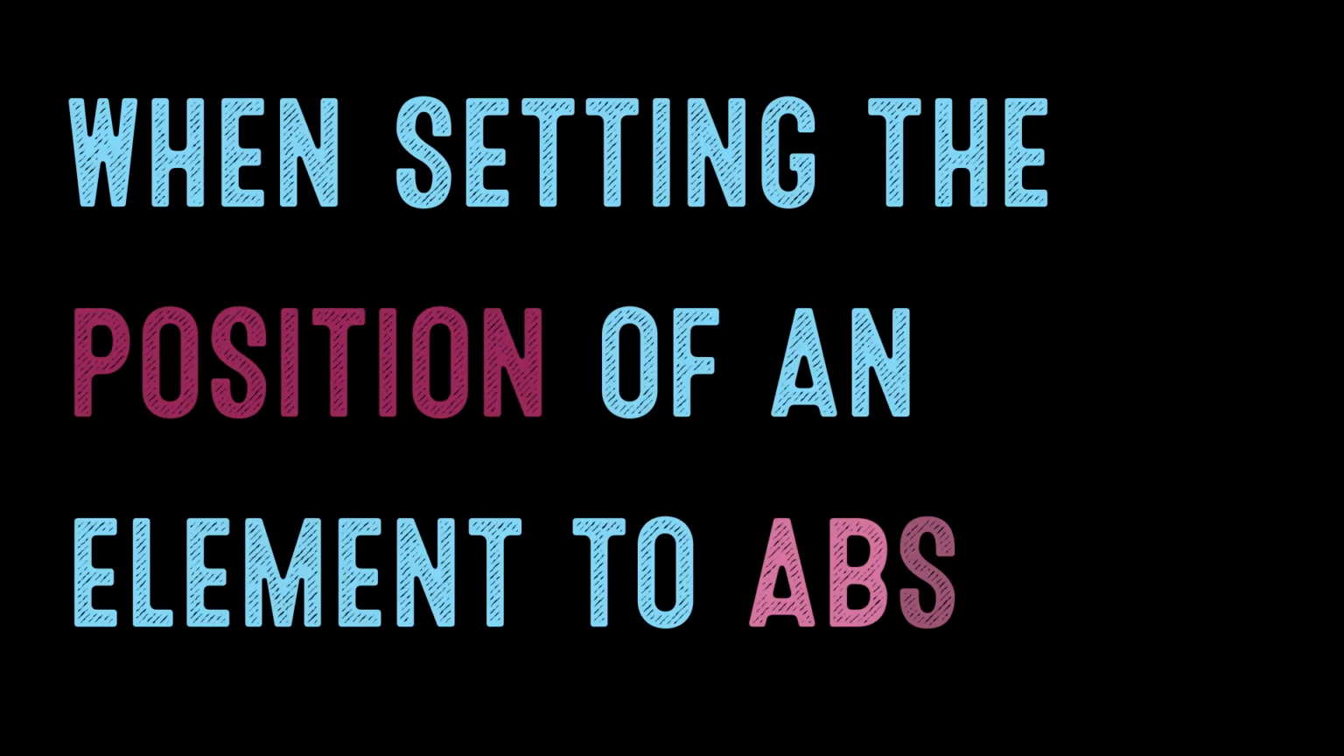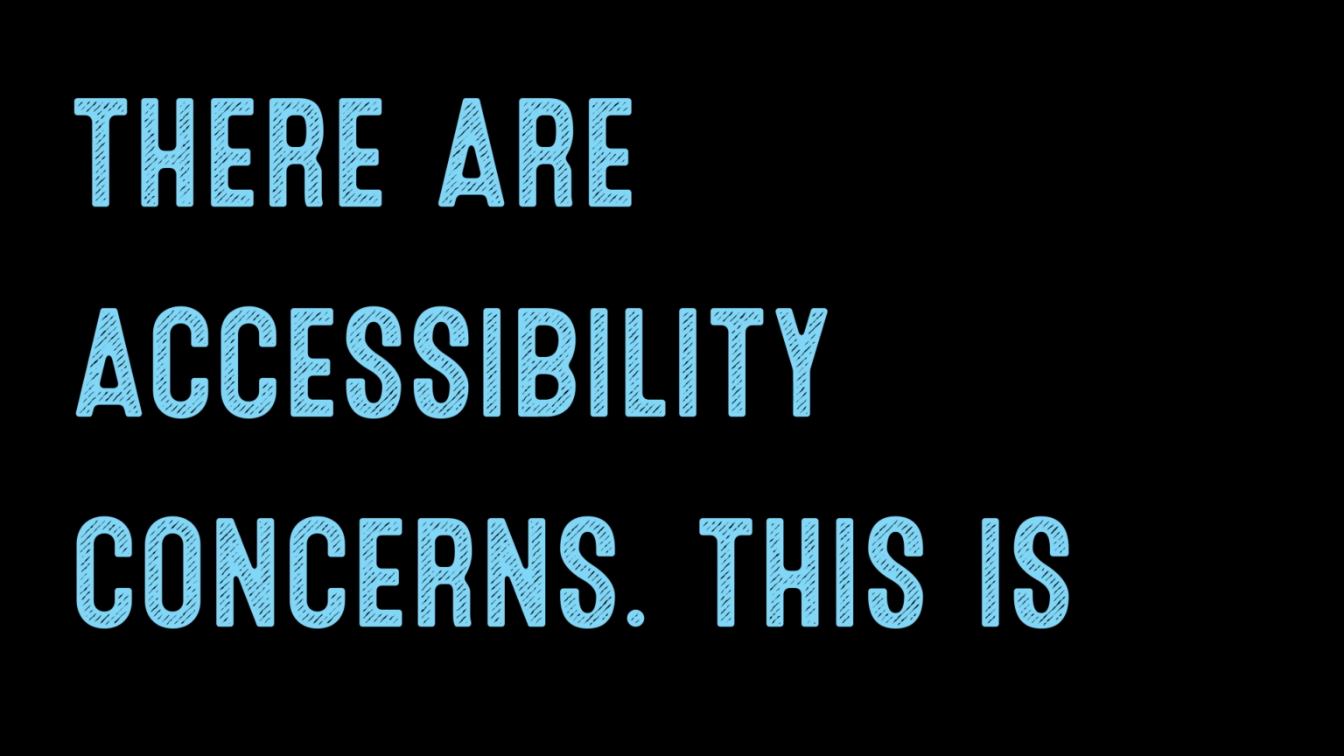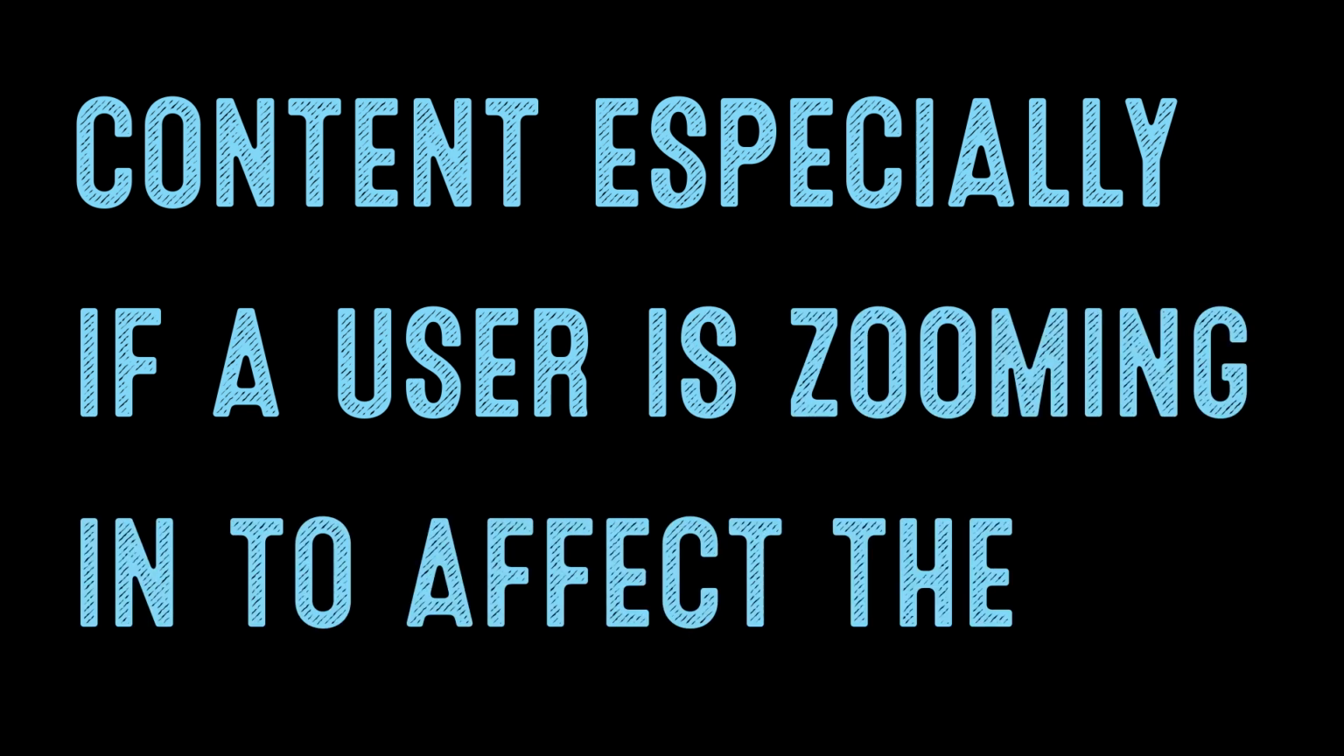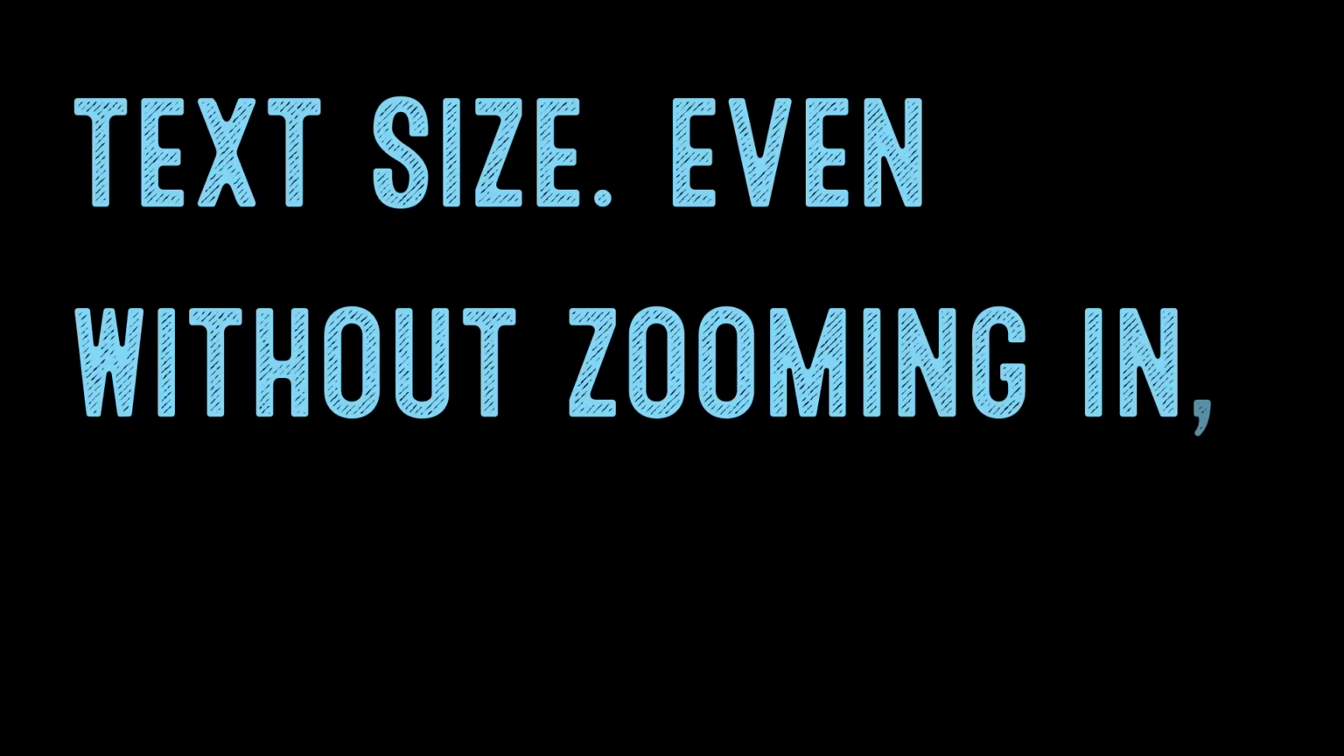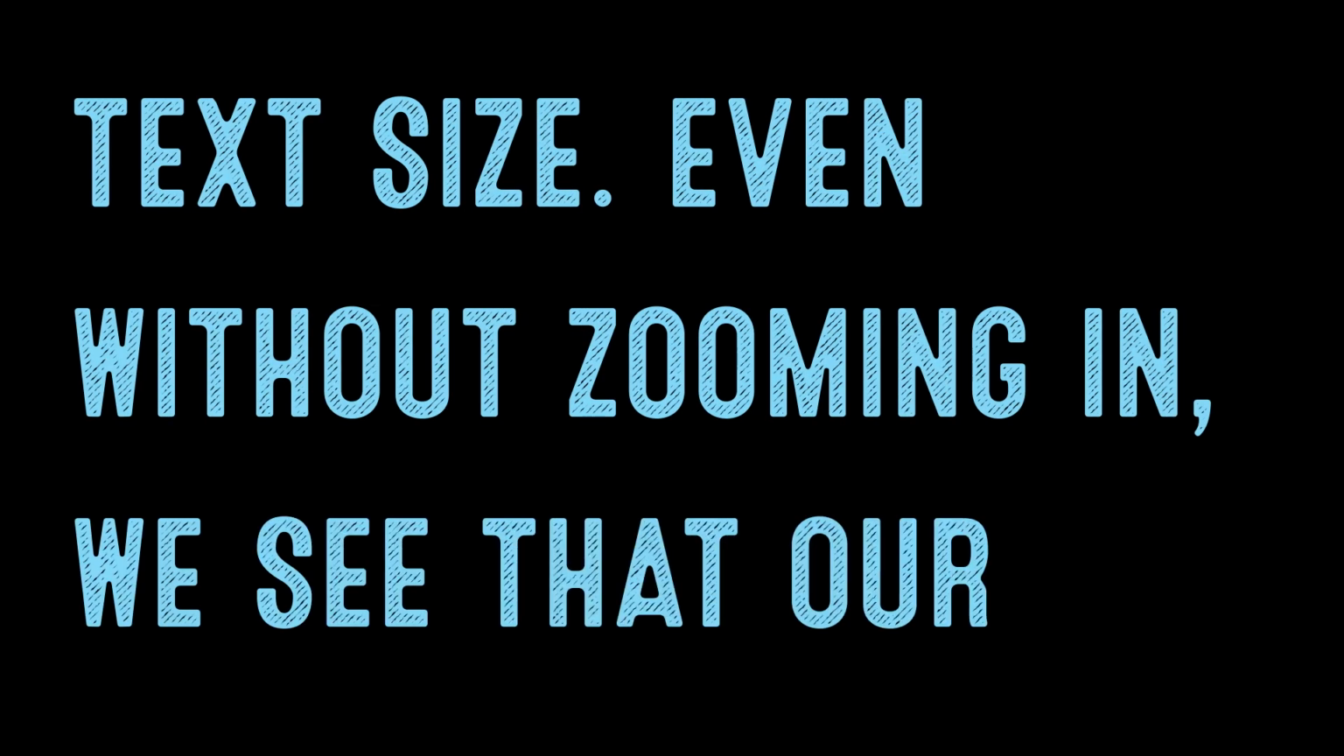When setting the position of an element to absolute, there are accessibility concerns. This is because these elements may obscure other content, especially if a user is zooming in to affect the text size. Even without zooming in, we see that our element obscures our section 1 heading, so this would be a problem for accessibility.